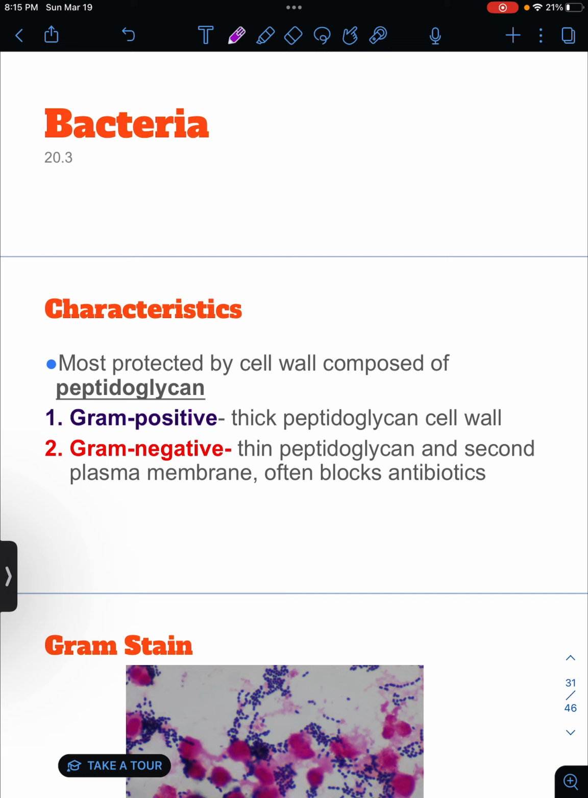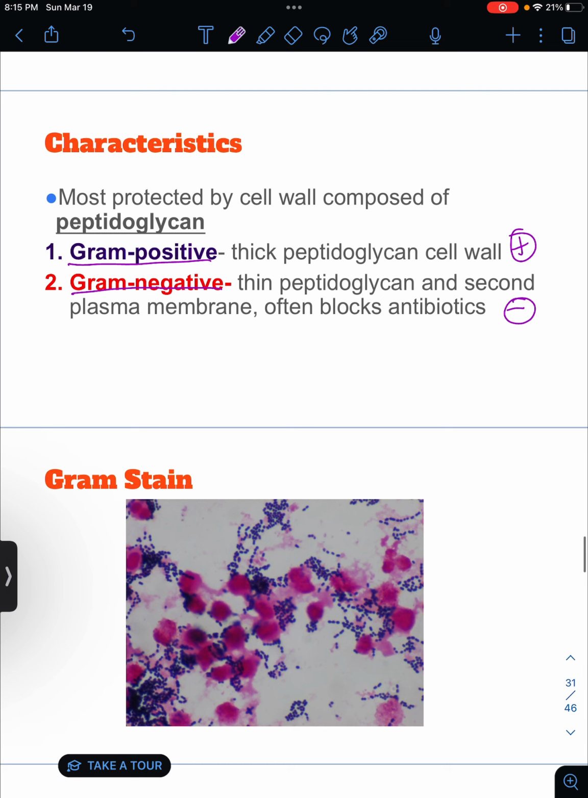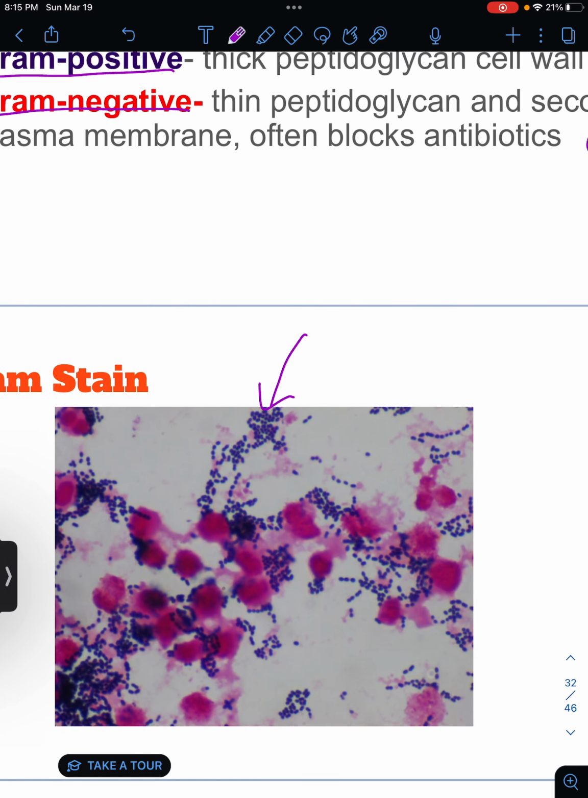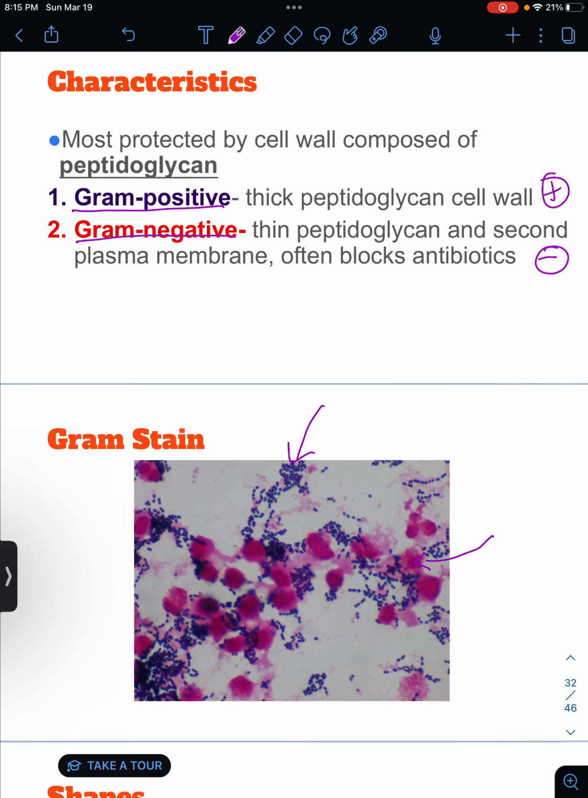So there's things called gram-positive and gram-negative. Gram-positive means they have the peptidoglycan wall. Gram-negative means they have a really thin one, and then a second plasma membrane on top of that, which often blocks the antibiotics. So you can see the difference here. These are two different cells. It's pretty cool to do that.